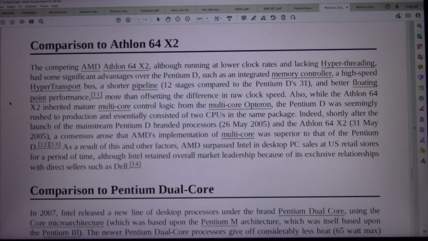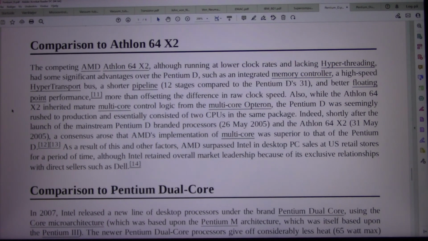Also, while the Athlon 64 X2 inherited mature multi-core control logic from the multi-core Opteron, the Pentium D was seemingly rushed to production and essentially consisted of two CPUs in the same package. Indeed, shortly after the launch of the mainstream Pentium D branded processors on the 26th of May, 2005, and the Athlon 64 X2 on 31 May 2005, a consensus arose that AMD's implementation of multi-core was superior to that of the Pentium D.